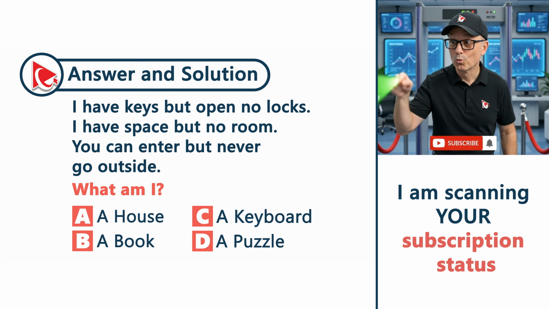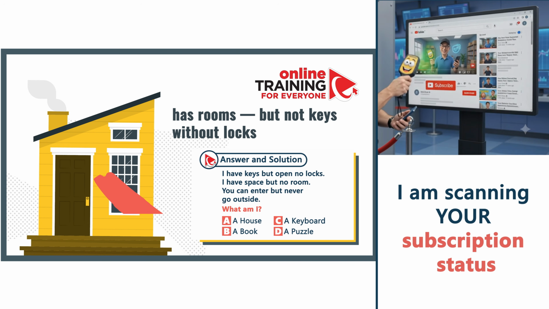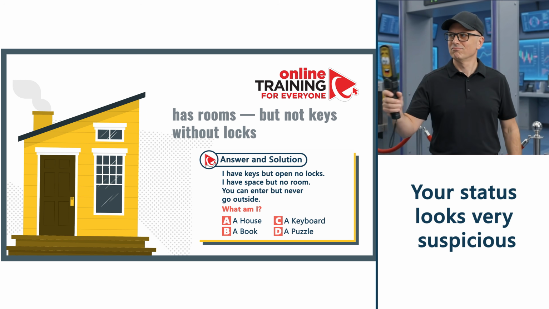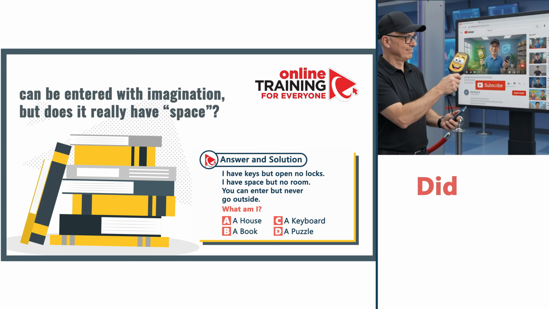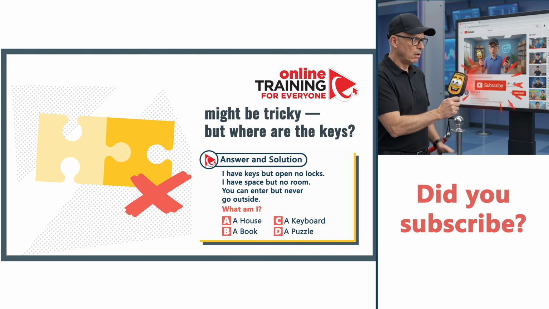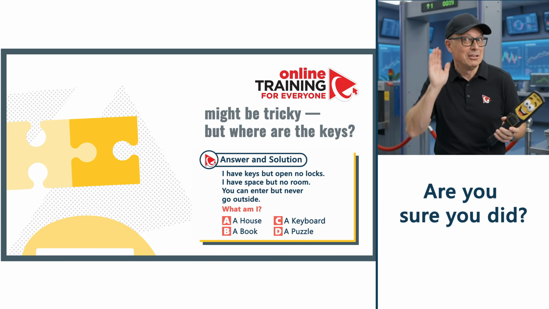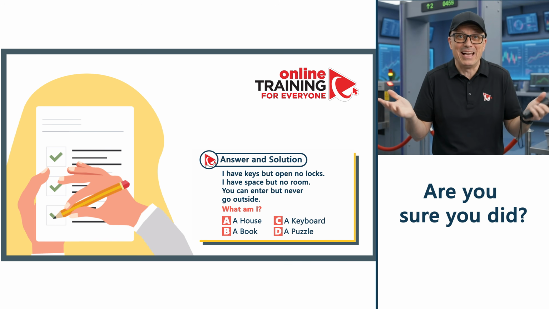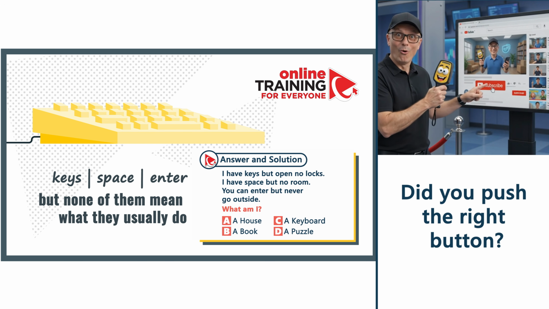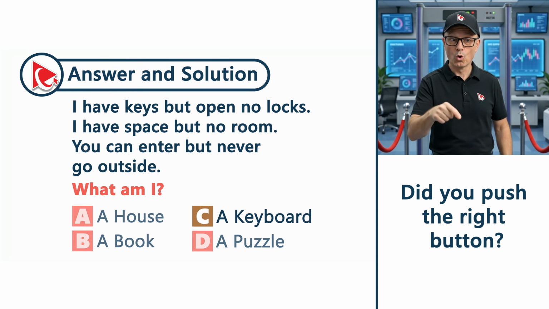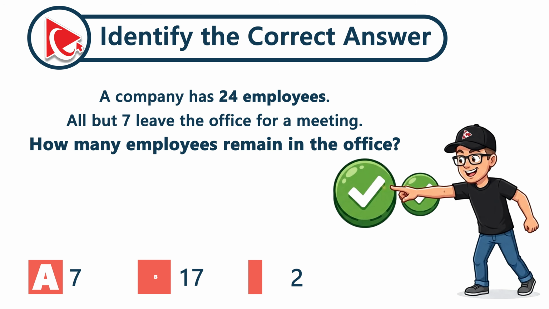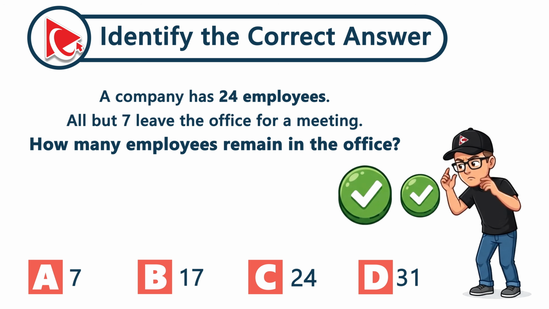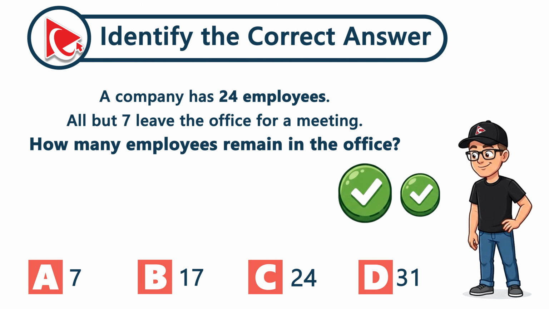Here's what's puzzling about this question. A house has rooms, but not keys without locks. A book can be entered with imagination, but does it really have a space? A puzzle might be tricky, but where are the keys? One of these answers has all three: keys, space, and enter, but none of them mean what they usually do. And the correct answer here is choice C, a keyboard. This question is a fun little brain test, because the obvious answer may not be the correct one.